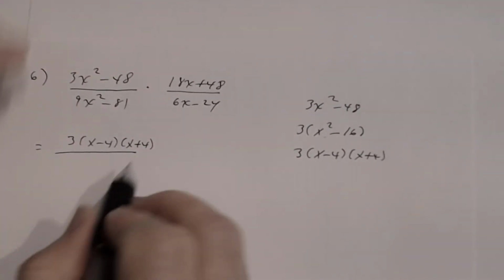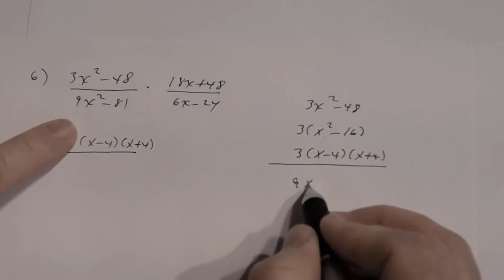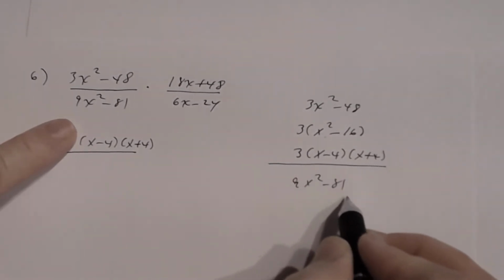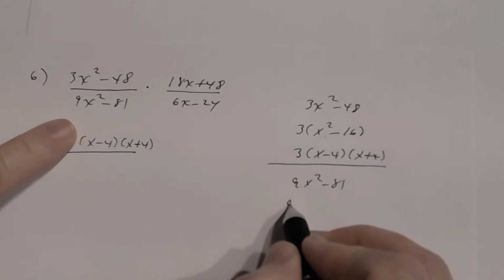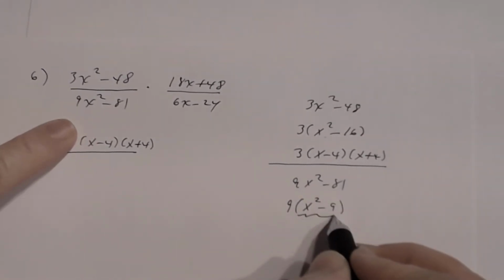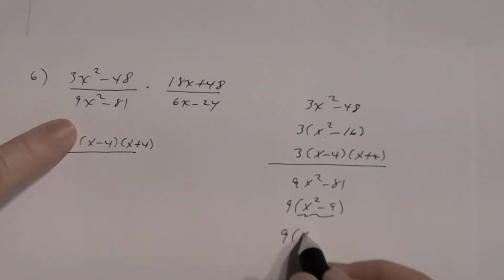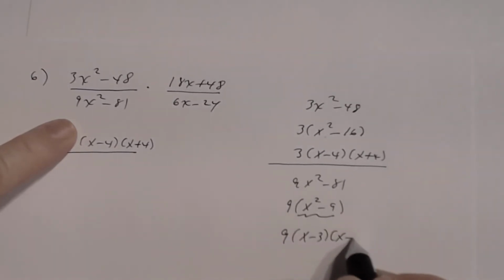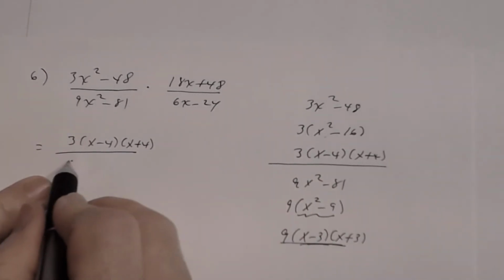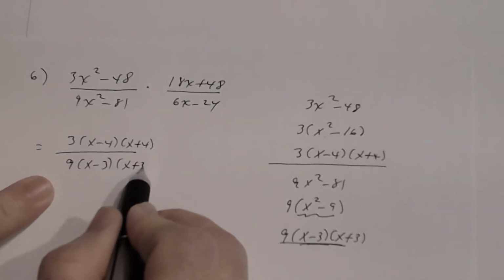The denominator, and let's think about that. So the denominator is 9x squared minus 81. I can factor out a 9, and when I do that, I get x squared minus 9, right? And I can factor this, because that's the difference of 2 squares. So I get 9 times x minus 3 times x plus 3. So that is going to go in the denominator.